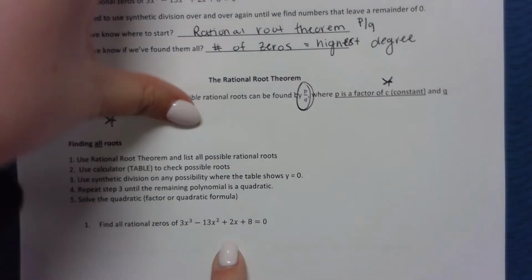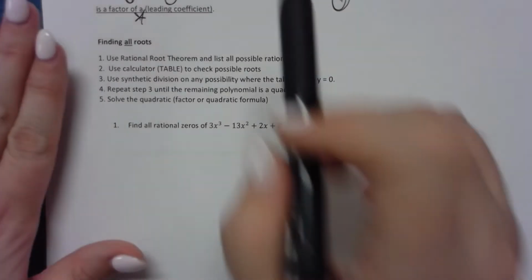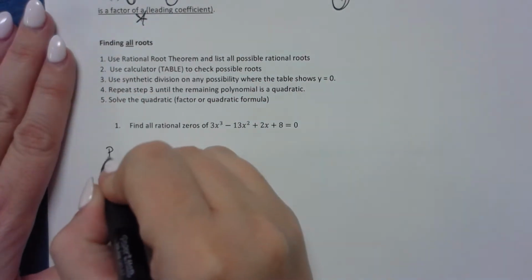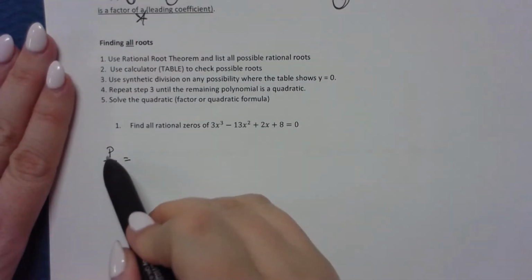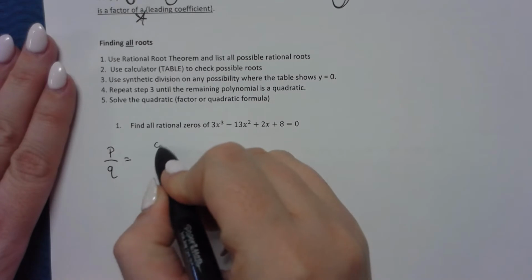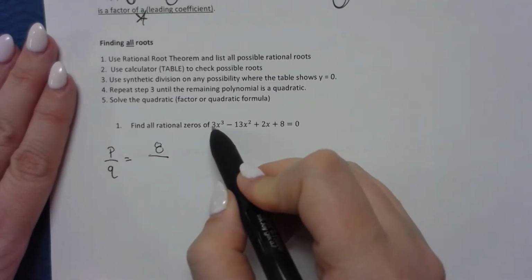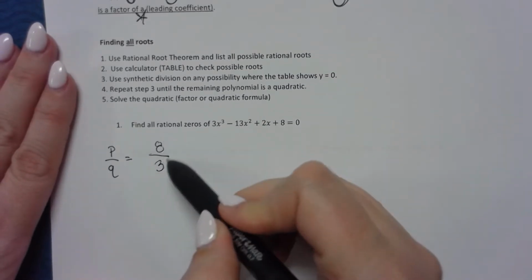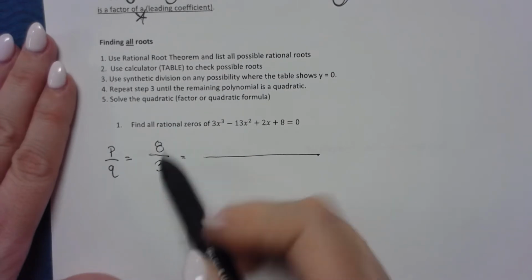Okay, so for example, let's go back to this problem. It's down here again. It says find all the rational zeros. So the first thing we're going to do, because up here we said the first thing is the rational root theorem, is find all of the possibles by doing P over Q. Now if you remember, P comes from our constant, so that would be 8, over our leading coefficient, which is 3. Now it's not that our answer is 8/3. We're now going to list all the factors of 8 and all the factors of 3.